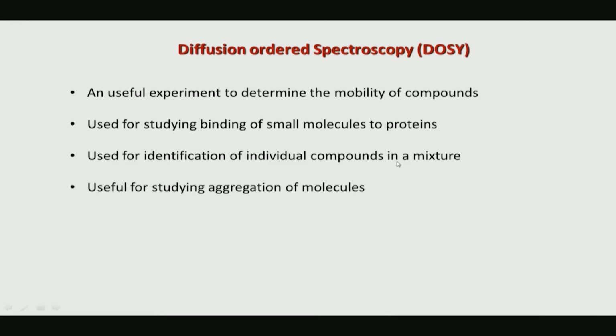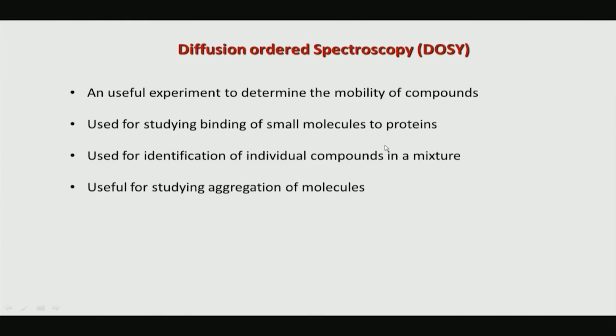You can also identify individual compounds in a mixture. Suppose you are given a mixture of compounds and not a pure compound, and in that case each compound may have a different molecular weight. But by looking at the 1D spectrum, you cannot tell which molecule is which peak.